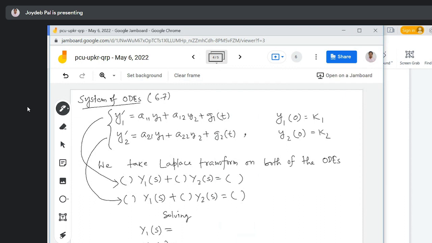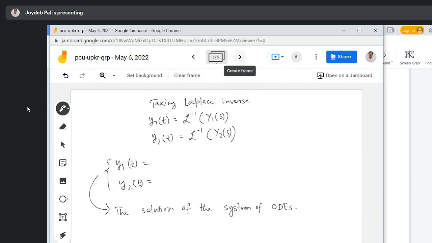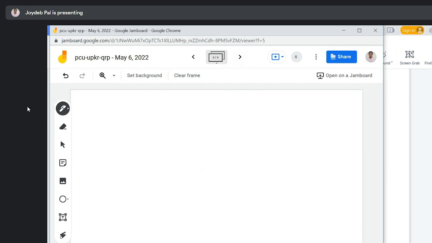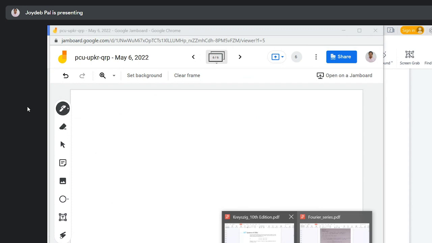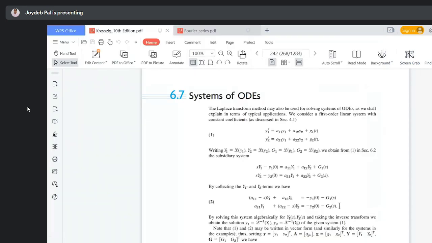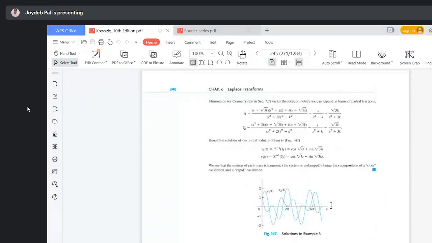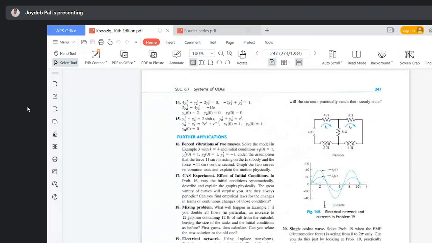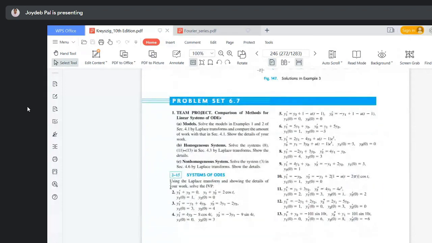Okay, now I am showing an example. Let us take an exercise problem. So 2 to 15, but here problem numbers 11, 12, 13 are second order. So you can ignore them or you can solve them also.